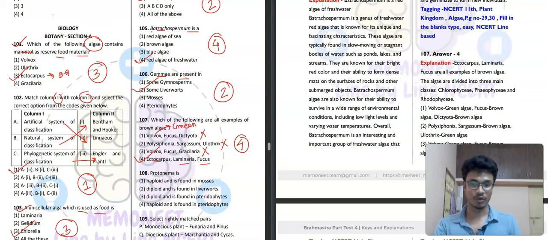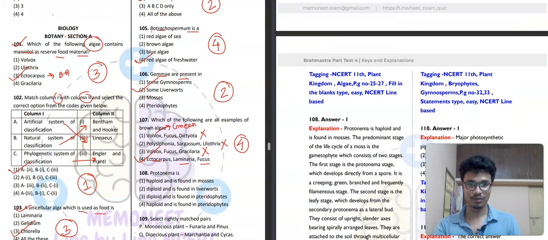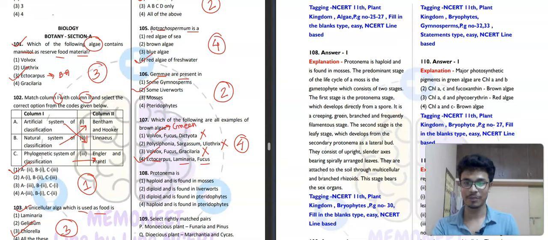Okay, now Protonema. Question number 108. It is saying that Protonema is haploid and is found in mosses, diploid and found in liverworts, diploid and found in pteridophytes, and haploid and is found in pteridophyte. So first of all, you need to remember the ploidy level of Protonema. Protonema is basically a haploid structure. And where is it found? It is found in mosses. So the first option will be our correct answer for this question.